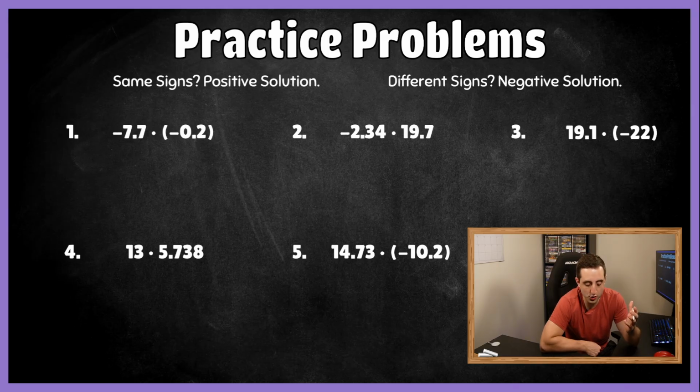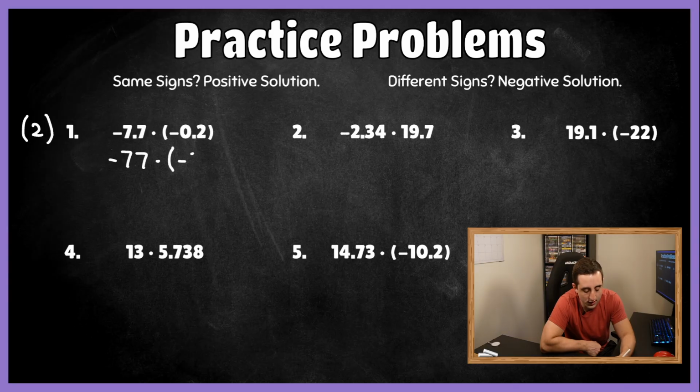I noticed that these 2 numbers are both negative, so they have the same signs, which means our final answer is going to be positive. I then want to count, well, how many digits are behind the decimal points? In this case, there's 2 in total, so I'm going to put that in parentheses on the side, and then I'm going to rewrite everything without the decimal points. So we have negative 77 times negative 2. And again, don't need to worry about that 0 going in front of the 2.